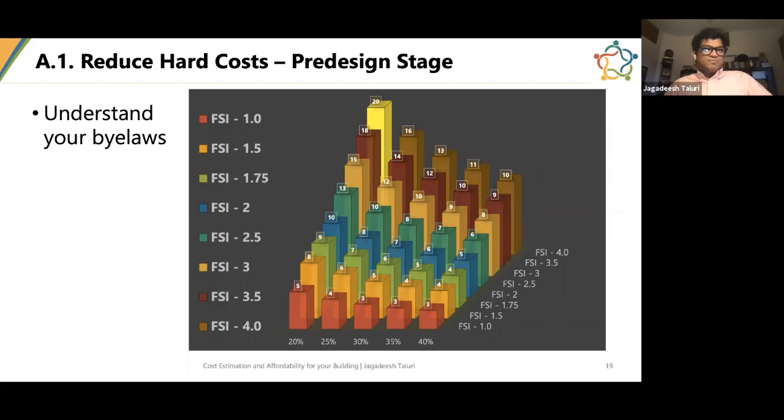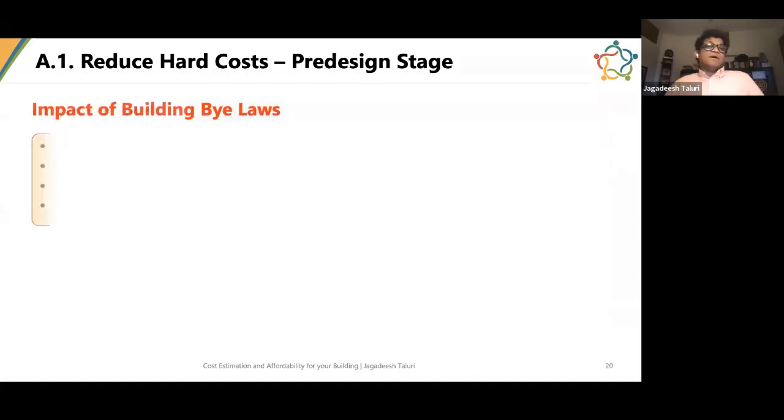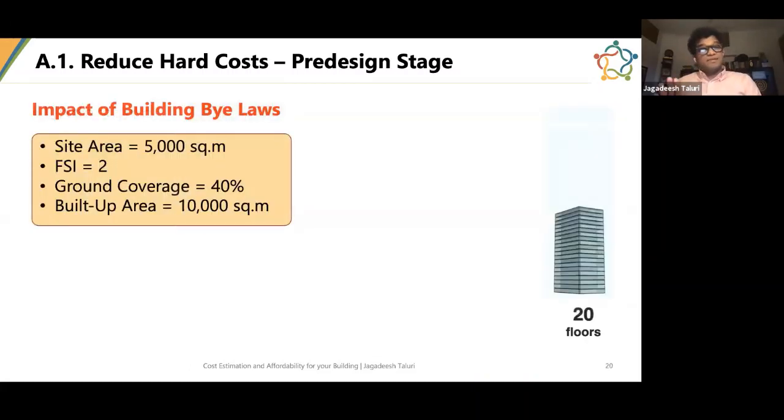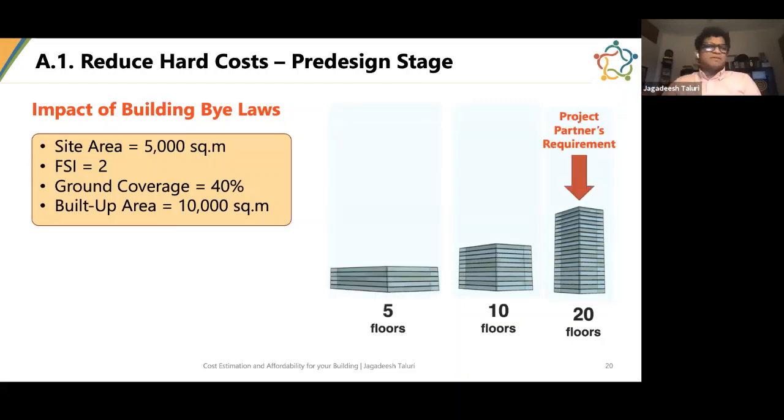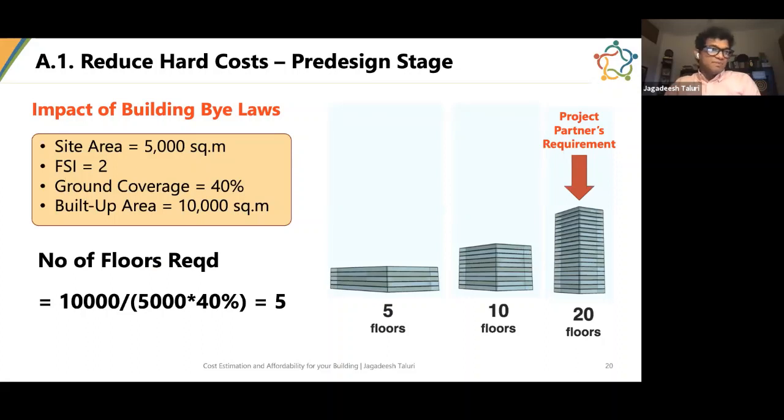But one aspect that you see highlighted in yellow: you require to build 20 floors only in the scenario where your FSI is 4 and your ground coverage is 20%. And you may be seeing 20 floor buildings all around, everywhere, where FSI is only 2 or 1.5. Why am I talking about these things? Your builder has told you that he wants to do 20 floors or 15 floors, and this is what your project partner has asked. And as per the building bylaws, the number of floors that you need to build to exhaust the FSI is only 5 floors.